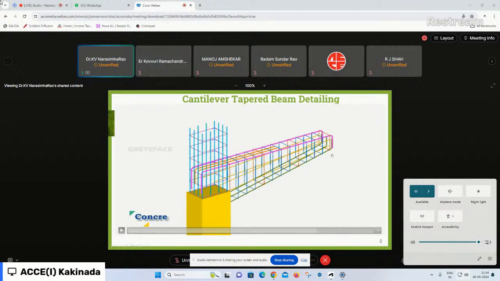In addition to that, the minimum depth consideration will come into picture, and also the side face reinforcement will come into picture when it is a tapered beam, and in the prismatic beam also the web reinforcement is important. For tapered beams, the torsion problem is much more severe when compared to a prismatic cantilever beam.